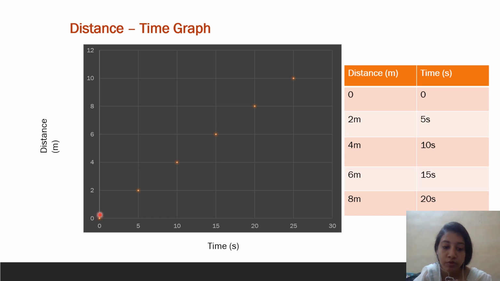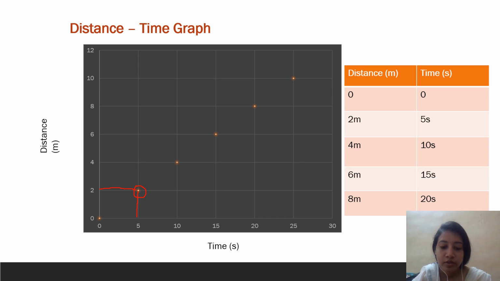So first point we mark here, you can see that small dot. In the next one, the object travels 2-meter distance and the time is 5 seconds. We can see that these two, 2 and 5, both join at this point. So at this point, you can say is a position we have to mark.